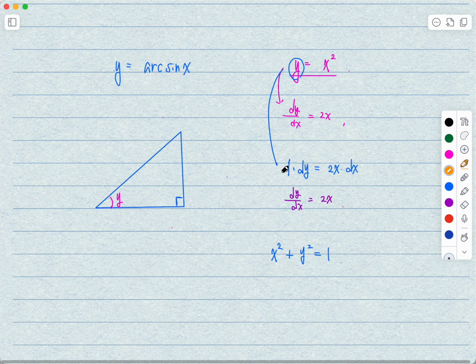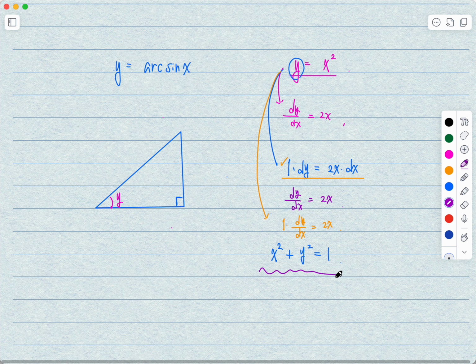Or you can skip this step. If so, when you differentiate the y variable, that's 1, so you just add dy/dx or y prime. And then that's going to be 2x. Done, right? One more example.